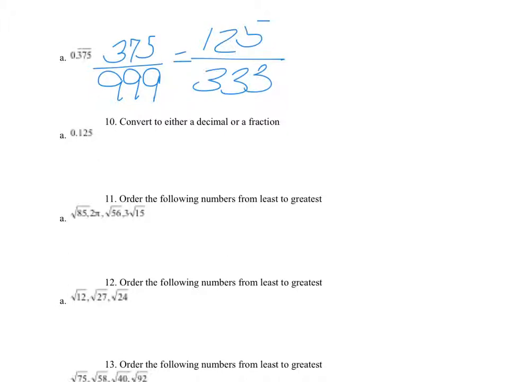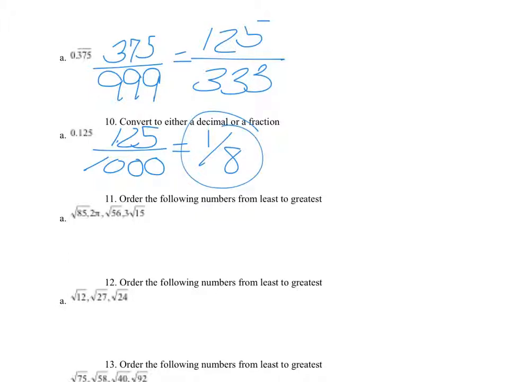Number 10, you have a terminating decimal, so you're going to put the 125 over 1,000 for the thousandths place. You should notice that you can reduce both top and bottom by at least 5, but you can actually reduce them by 125, and you end up with 1/8 as your final reduced fraction.